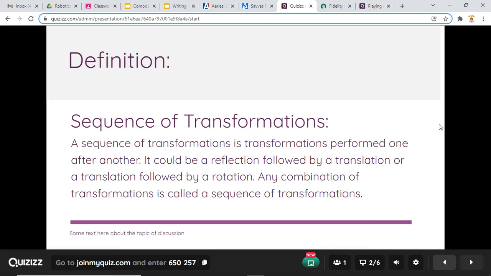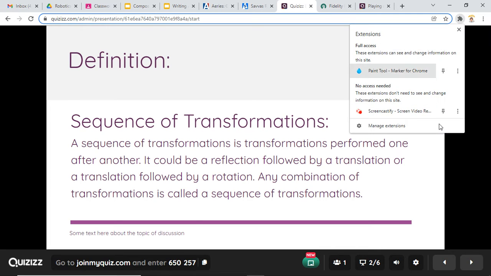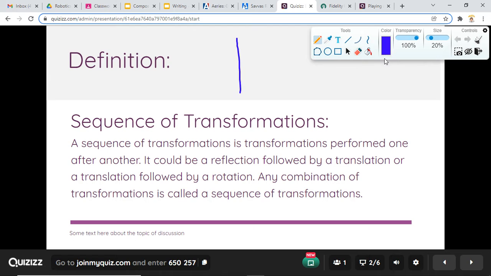So basically, if you have a figure on your X and Y axis like this here, let's say we have this triangle here, and then I were to flip it across the Y axis and then slide it down. Since I performed two transformations right there, I performed a reflection and a translation. We would call that a sequence of transformations because more than one happened.